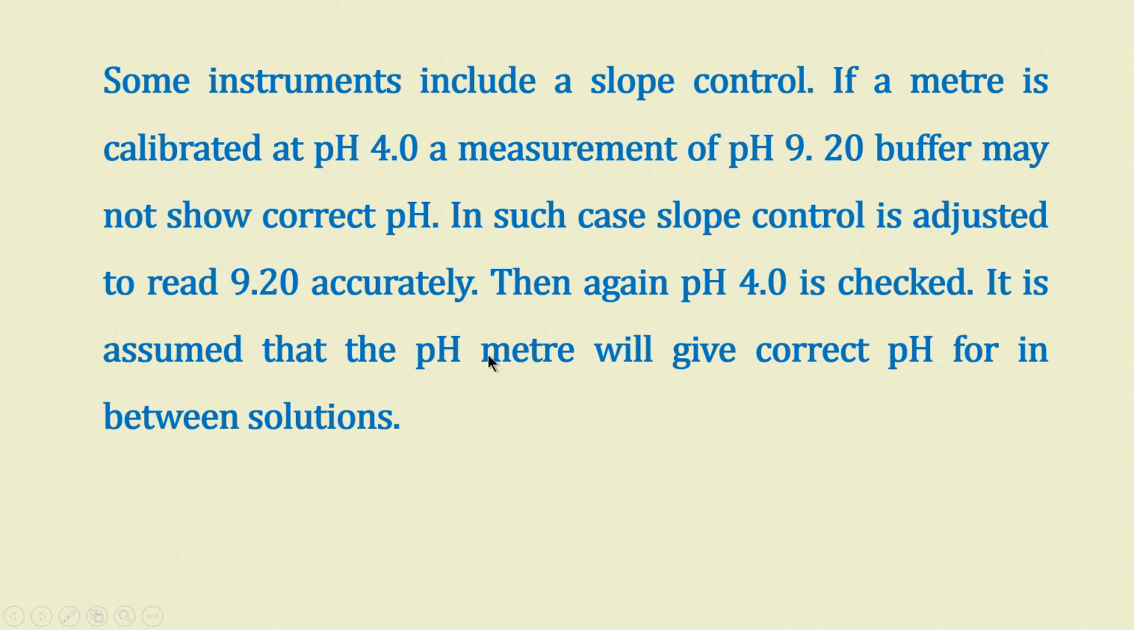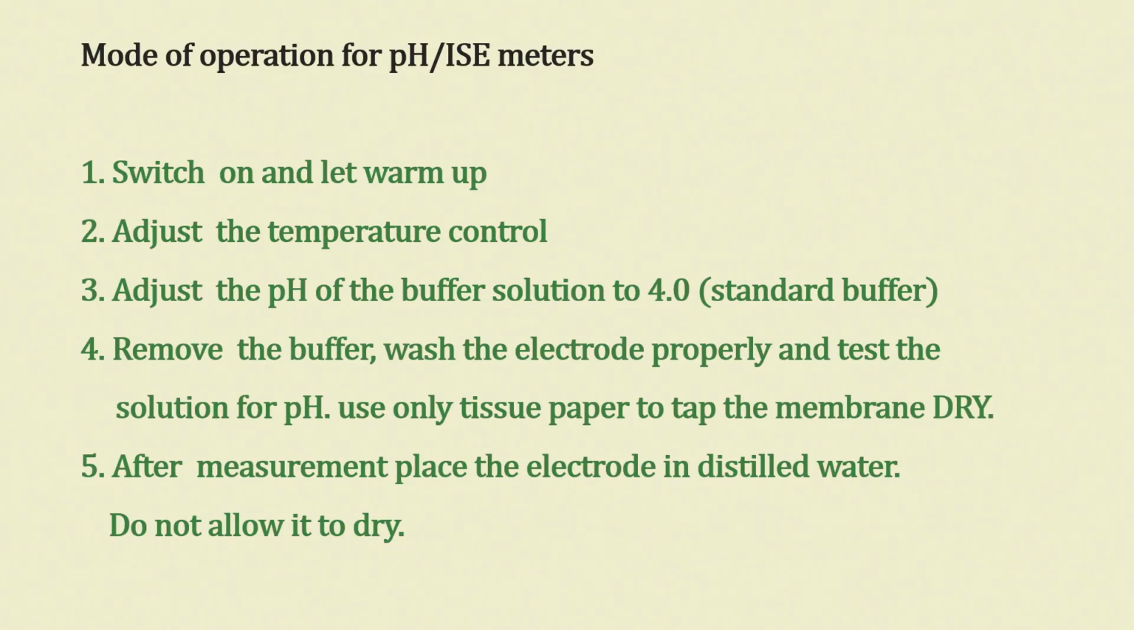So, wash it 4-5 times, pat it dry with tissue paper, throw the paper, again wash it, and then put in the pH 4 buffer. If you adjust it like that and it shows pH 4 again, you are ready for measurement of the pH of in-between solutions. So, what is the mode of operation for pH and ISE meters? Very simple. All you have to do is switch it on and let it warm up.